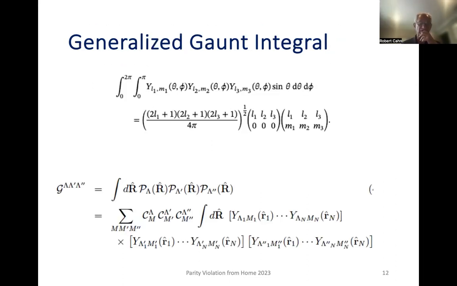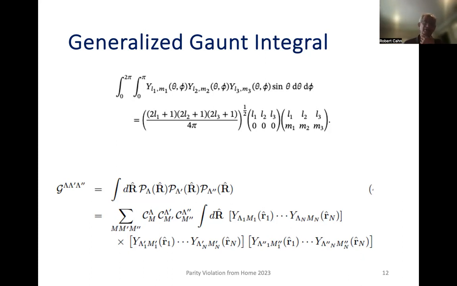Now I want to go off on a slight tangent just for a couple of minutes. There's something called the Gaunt integral, and I've written here the Gaunt integral, which is the integral of three spherical harmonics. And it's possible to show that it can be written in terms of those Wigner 3J symbols in the following very symmetric way. You can see the symmetry between the L's and the M's displayed in this result.